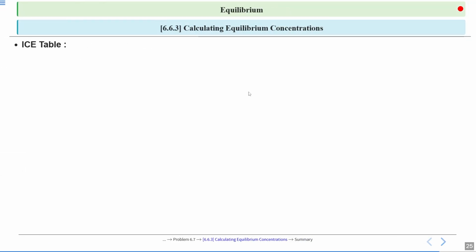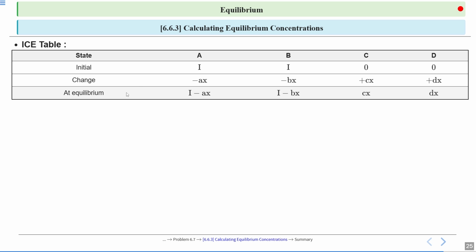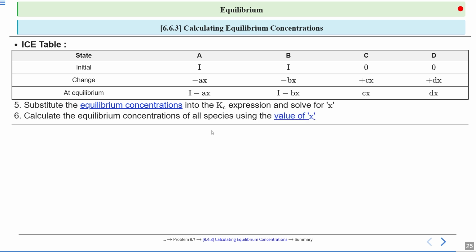Further, we can write the final concentration at equilibrium. For A it will be I minus ax, for B it will be I minus bx, and for C and D it will be cx and dx. Finally, if you substitute these values in the Kc expression, we will get our equilibrium concentrations easily using the value of X. I hope this point is clear to you.